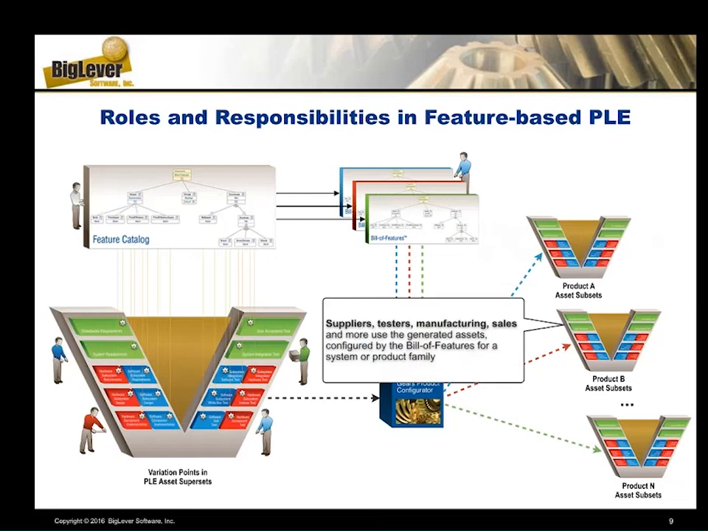And finally, suppliers and testers and manufacturing and sales and more, they use the generated assets configured by the bill of features for a system or a product family, and that's not so different than the way it is today. Many organizations that we know do not, in fact, divulge to their customers that this is how they're building the products for them. They just say, here, we built this lovingly for you, and no need to look behind the curtain.